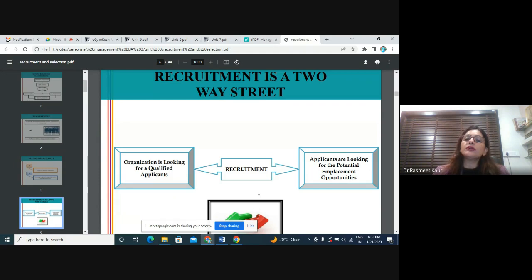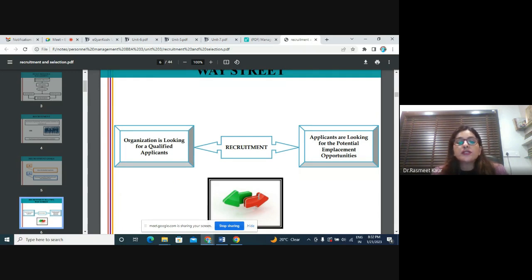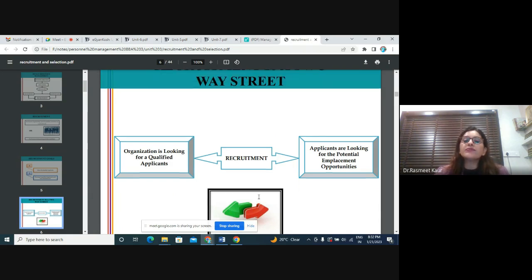Now, when I talk about recruitment, it is said to be a two-way street. Why do we say it is a two-way street? The organization is looking for qualified applicants, whereas applicants are also looking for potential placement opportunities. So we say both of them are helping each other.